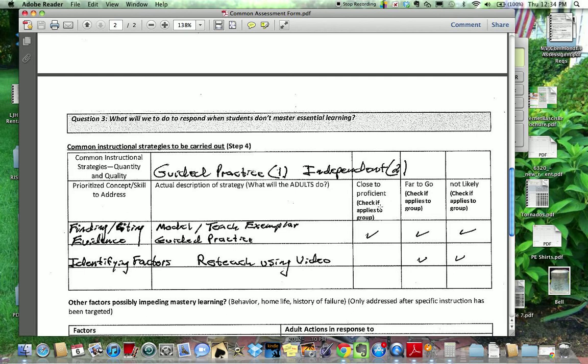Okay, obviously not the proficient students, but all the other students: the close to proficient, which are the some risk, and then the at-risk students, which could be divided into two groups, which they did here: far to go and not likely to master. And identifying factors is another prioritized concept or skill, and I'm going to reteach using maybe a video, and I'm going to do that with my far to go and not likely.